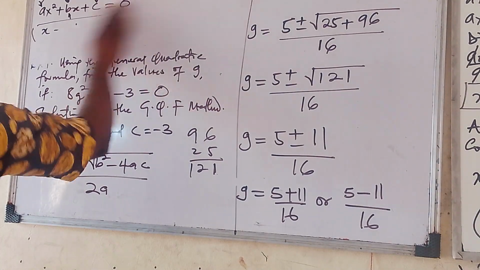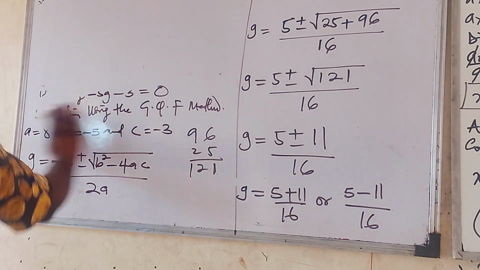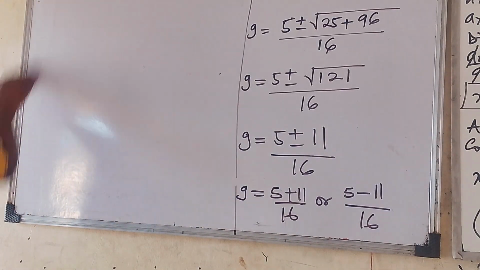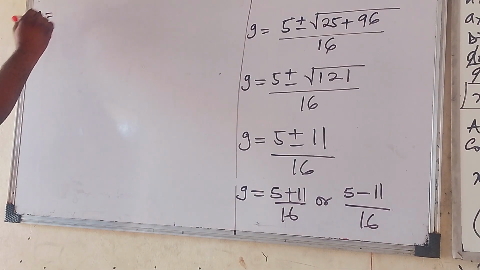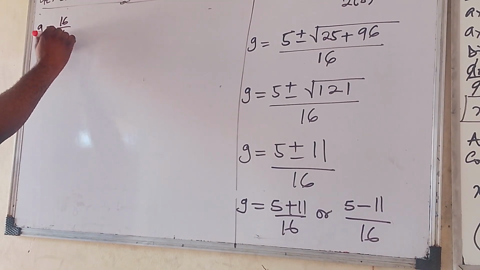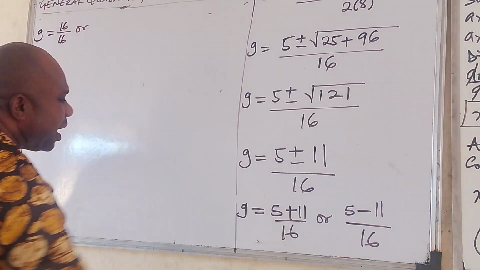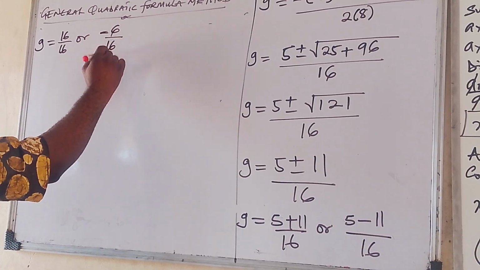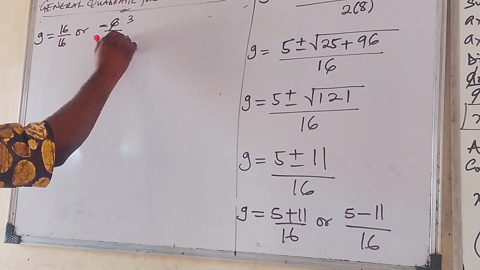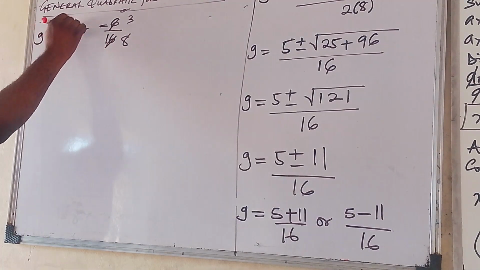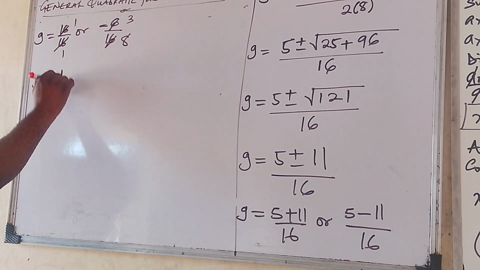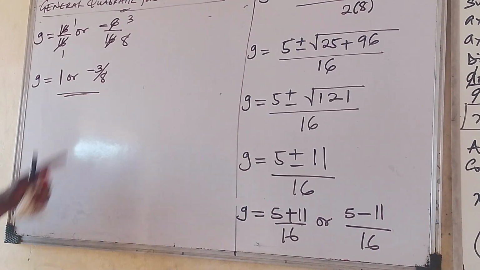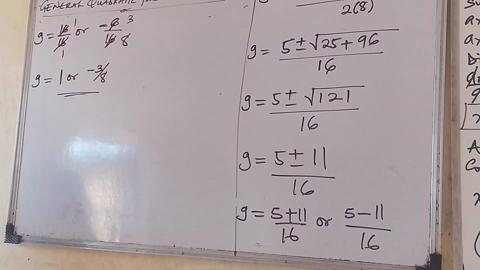So now let's quickly see the values of g. If g is equal to 5 plus 11 over 16, it means one of the values of g will be equal to 16 all over 16. Then the next one, or 5 minus 11 is minus 6, all over 16. 2 here is 3, 2 here is 8. 16 here is 1. So the value of g will be equal to 1 or minus 3 all over 8. Now this is a proper fraction, 3 all over 8, so you don't need to convert to a mixed fraction.